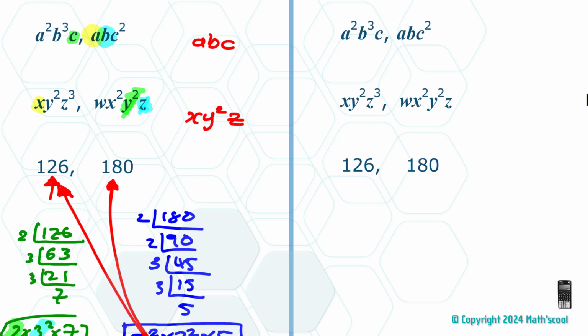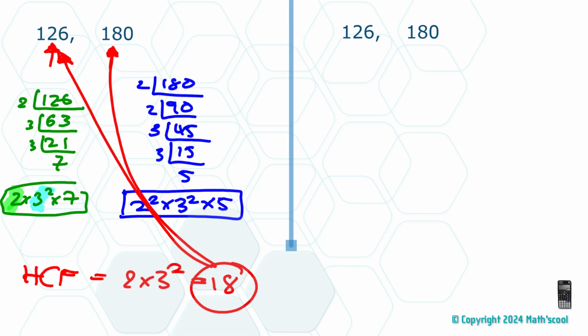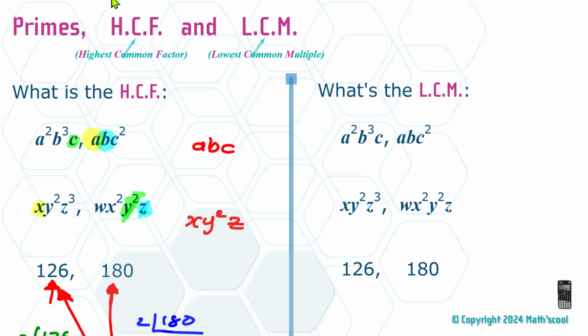Okay, now we're going to do lowest common multiple. This time we use the higher power. So if we see the same thing repeated, we use the highest power. We can see there's an a squared here and there's an a here, so we use the one with the higher power. And then the b, we use the b cubed. That's the one with the higher power. And then the c, we use the c squared. That's the one with the highest power. So the lowest common multiple would be a squared, b cubed, c squared.